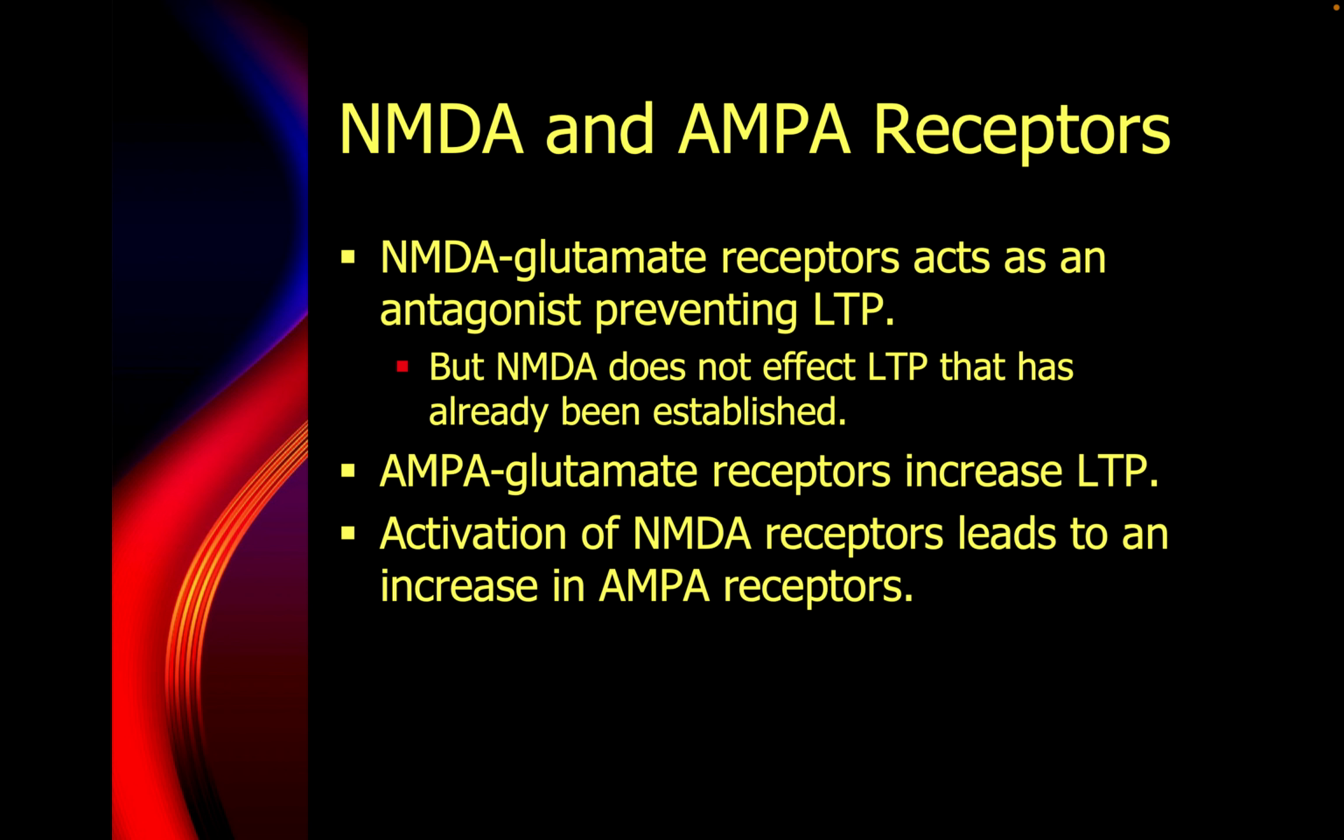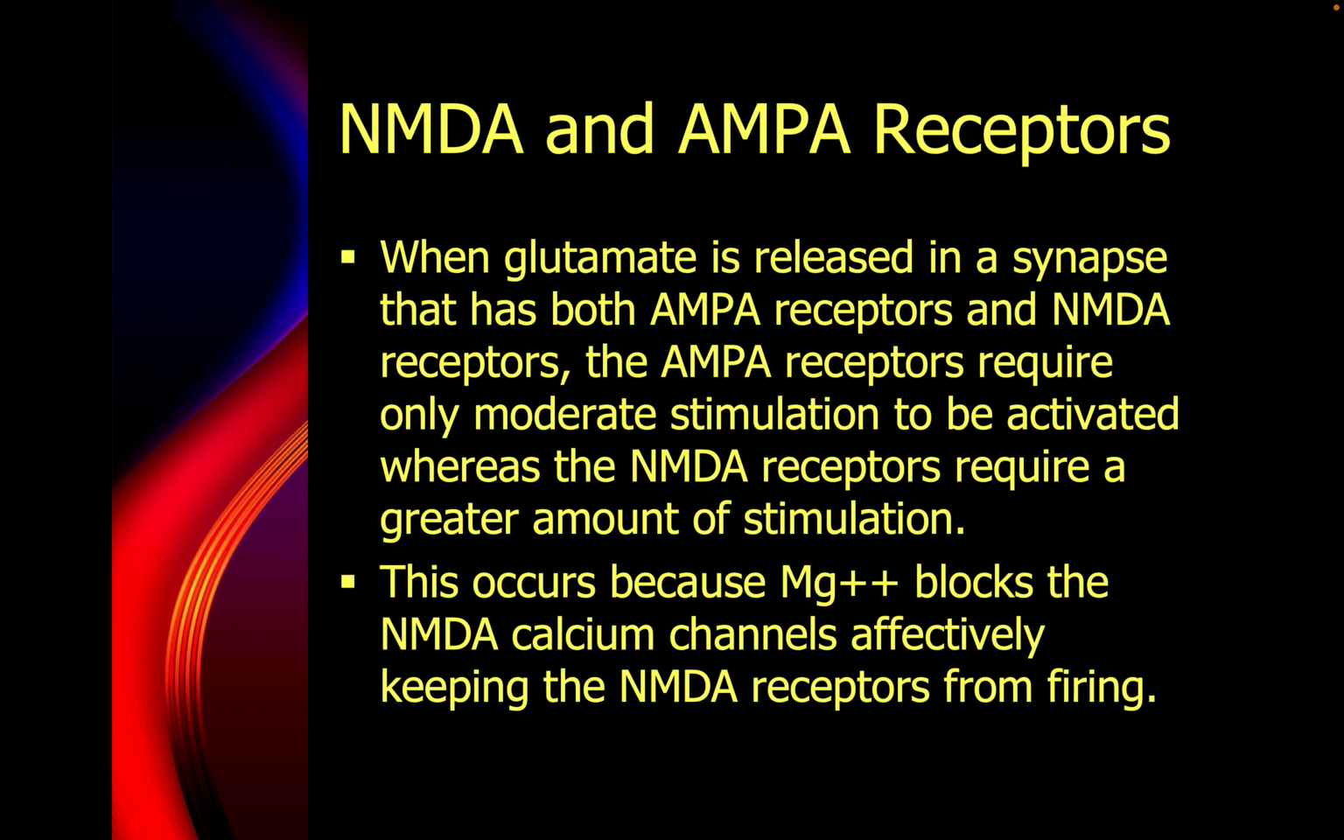AMPA glutamate receptors increase long-term potentiation. Activation of NMDA receptors leads to an increase in AMPA receptors. When glutamate is released in a synapse that has both AMPA receptors and NMDA receptors, the AMPA receptors require only moderate stimulation to be activated, whereas the NMDA receptors require a greater amount of stimulation. Remember, NMDA blocks long-term potentiation.